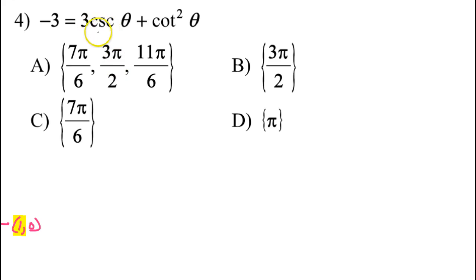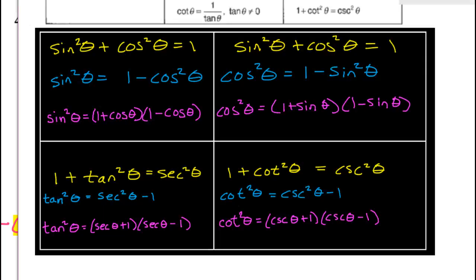So for problem number 4, we have two different types of trig function, cotangent and cosecant. I don't like that. I want one kind of trig function, but I know a connection between these two trig functions. If you look at the trig identity chart, which you should have memorized, you see that 1 plus cotangent squared is equal to cosecant squared.